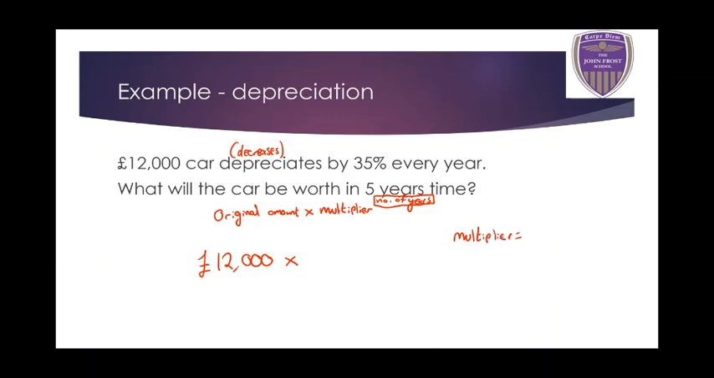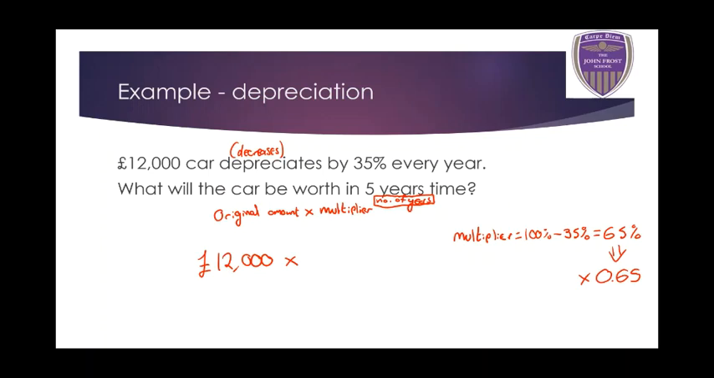So our car value is decreasing by 35% every year. So that's going to be the original amount, which is 100%. We're going to decrease that by 35%. 100 take away 35 is going to be equal to 65%. Change that to a decimal, divided by 100. Our multiplier will be 0.65.